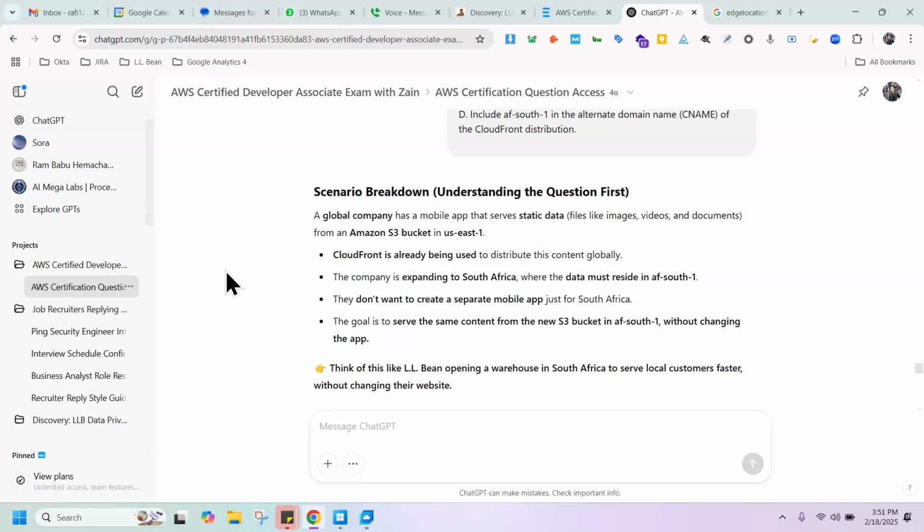To serve your content to South Africans, you would have to have an application in that region too. But in this scenario they don't want to create a separate mobile app for South African people, because it costs a lot to deploy their application again in a different region. They only want to serve the same type of content but in a different region.